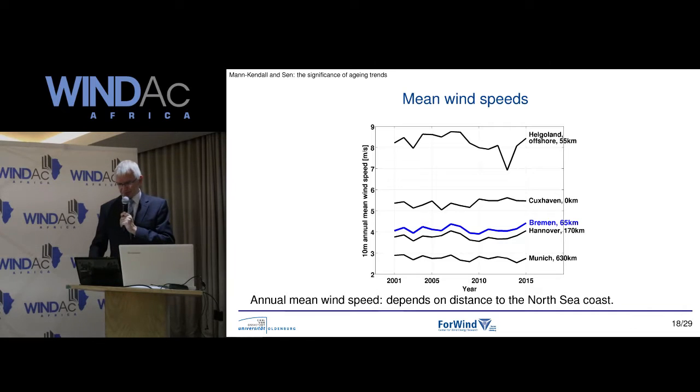Maybe I skip also this. It's only the mean wind speeds from different stations in northern Germany. And you see here, Bremen and Hanover, the mean yearly wind speed runs very parallel between 2001 and 2015.